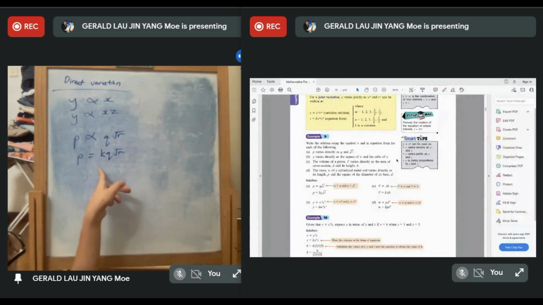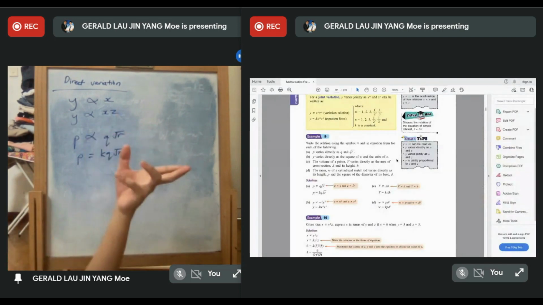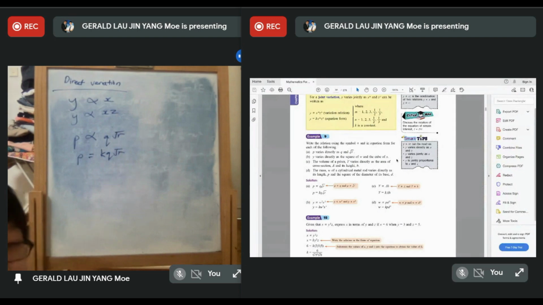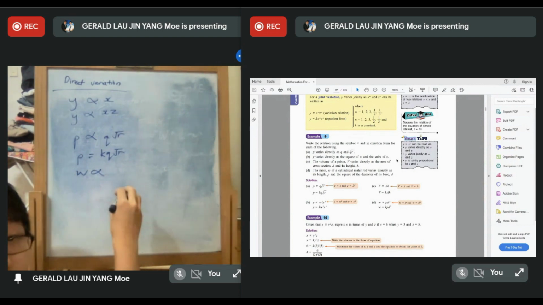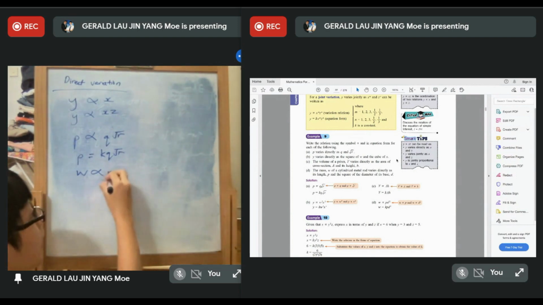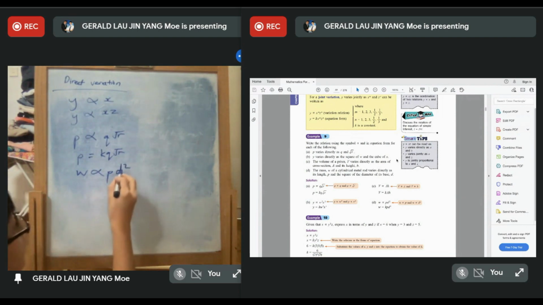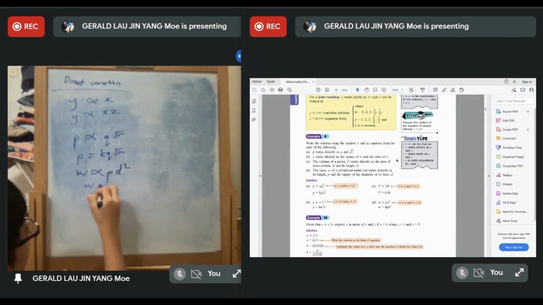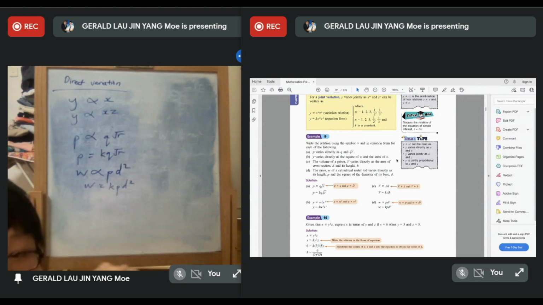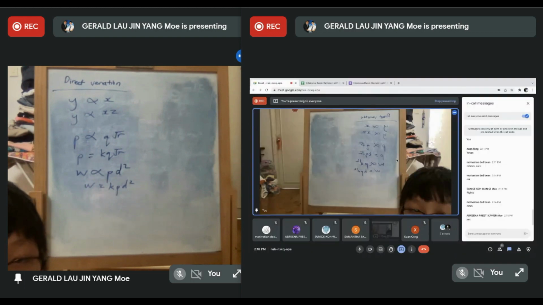Sometimes a direct variation won't be one variable, it can be two. For example, you look at D. The mass W of a cylinder varies directly as its length P and square of the diameter of its base, D squared. And then W equals, introduce a constant, kPD squared. Okay, can? I hope can.